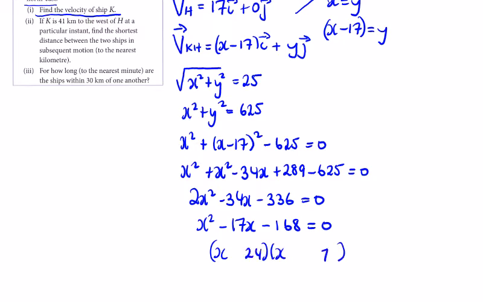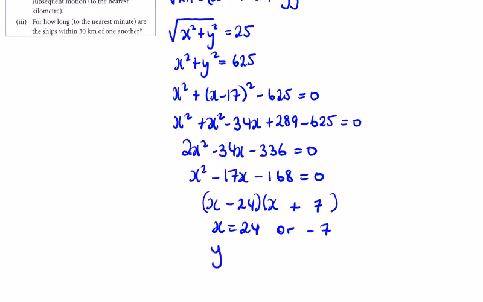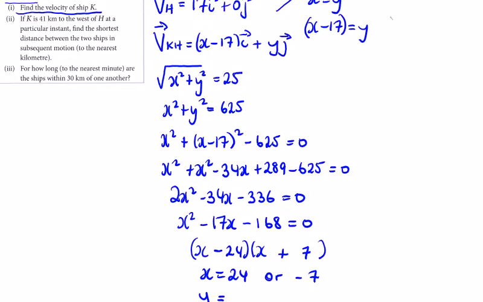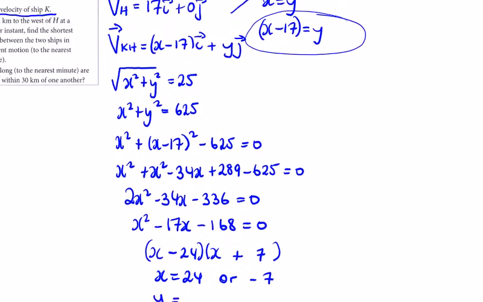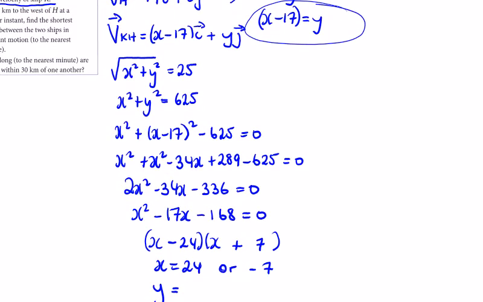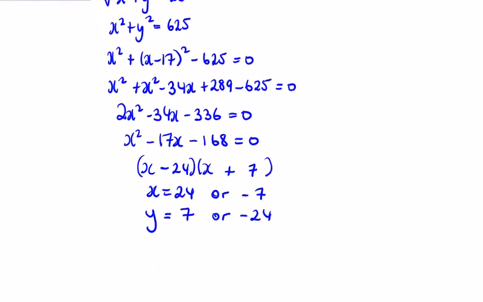It looks like 24 by 7, 24 sevens are 168, so that will work. We want minus 17, so the bigger one has to be negative. So x is equal to 24 or minus 7. And what does that give y to be? When x is 24, y is equal to x minus 17, so y is 7. Or minus 7 minus 17 is minus 24. So we know that one of these will be correct.